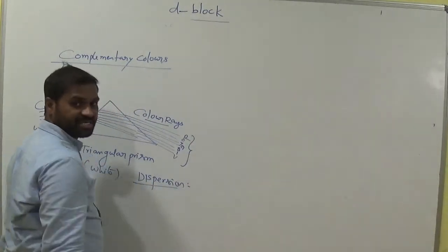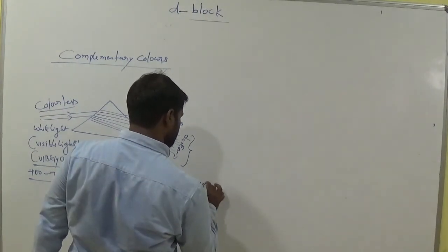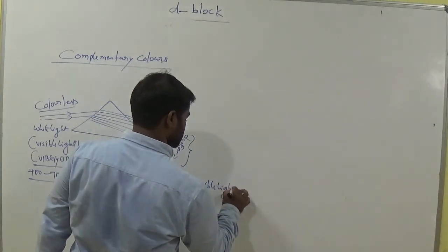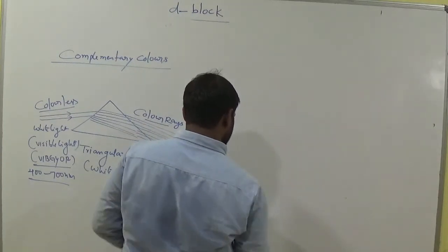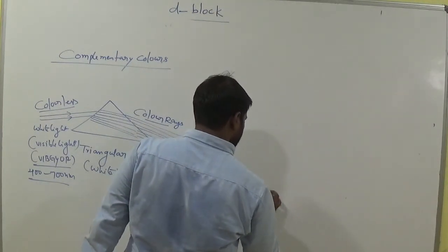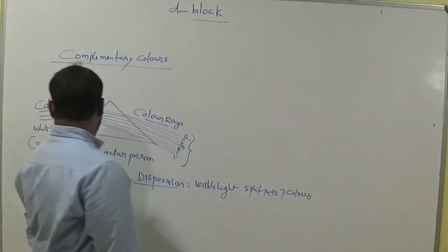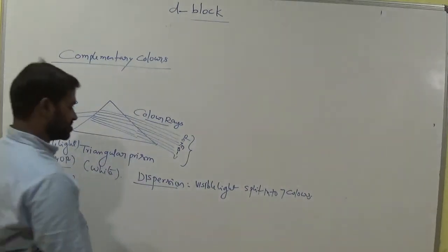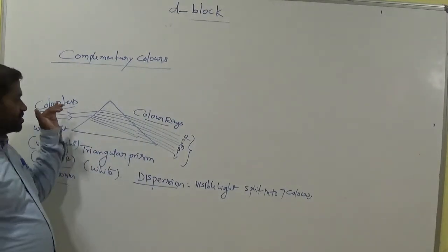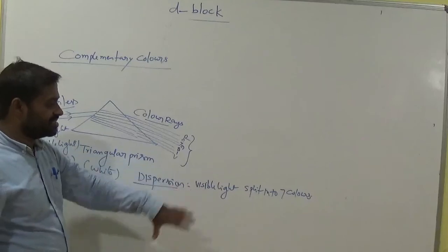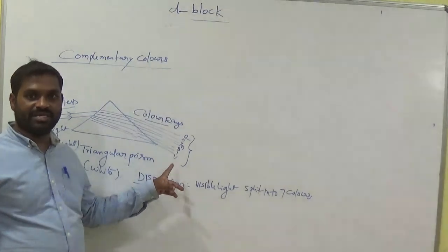What is dispersion? Visible light, a white light, splitting into 7 colors is called dispersion. When we pass visible light through the colorless prism, it splits into 7 colors. Each of these 7 colors has a different wavelength in nanometers and angstrom units.